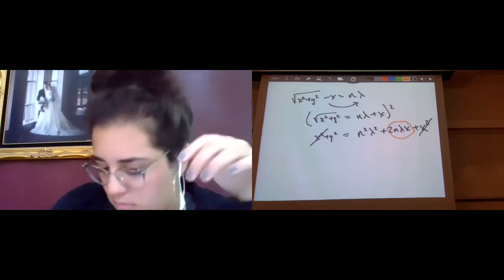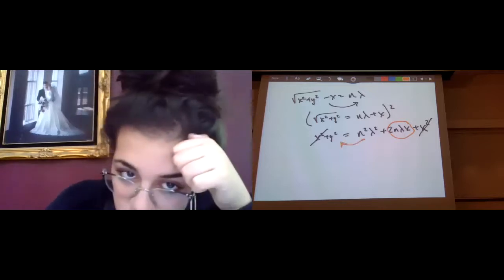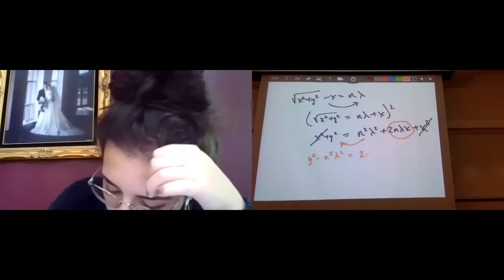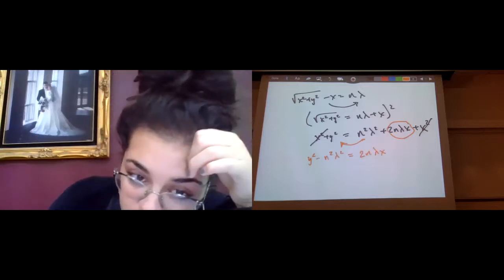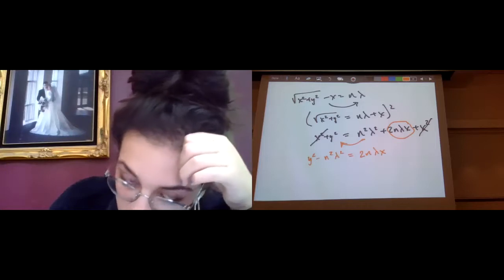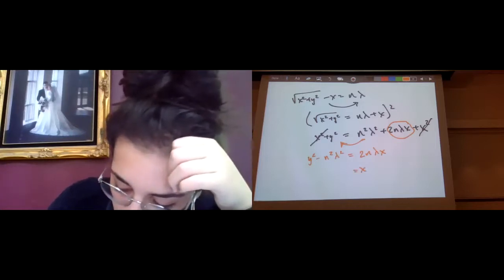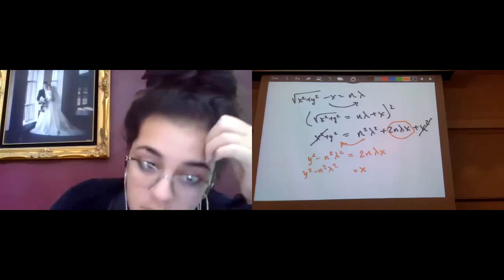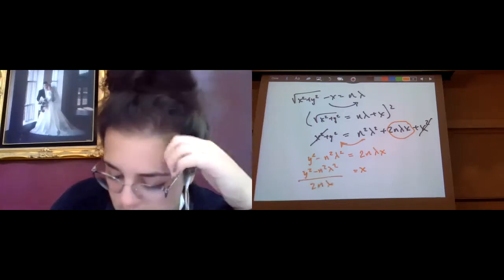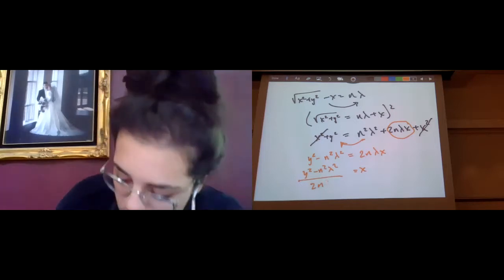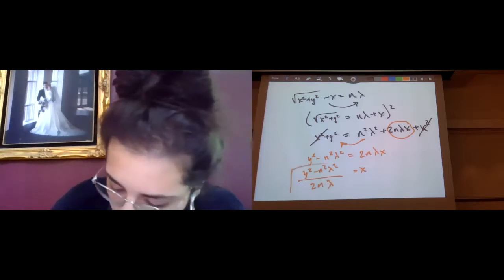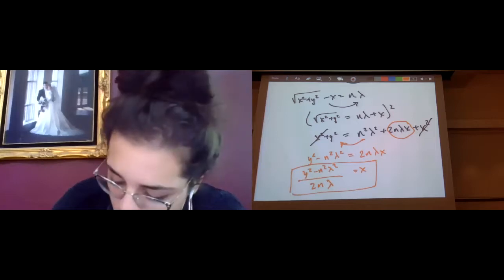To do that, I'm going to simply subtract this term to this side. I'm going to get y squared minus n squared lambda squared is equal to 2n lambda times x. Or finally, we get x is equal to y squared minus n squared lambda squared divided by 2n lambda. So this is the expression that we want to solve.